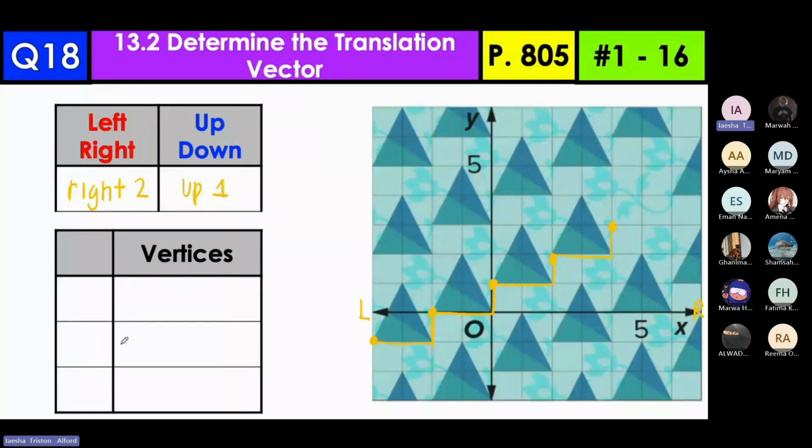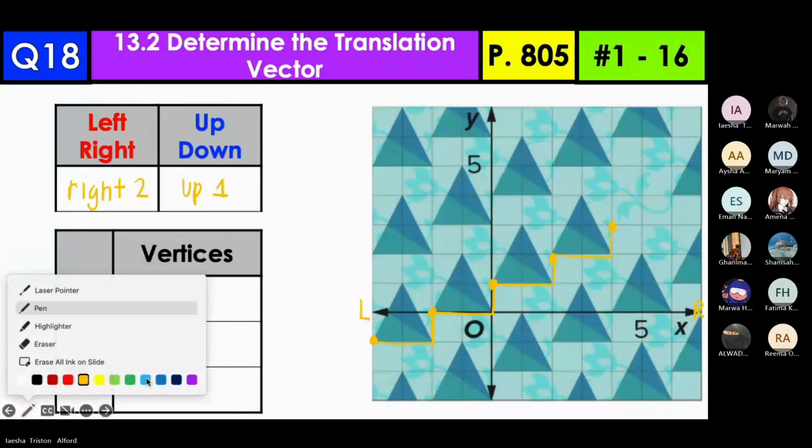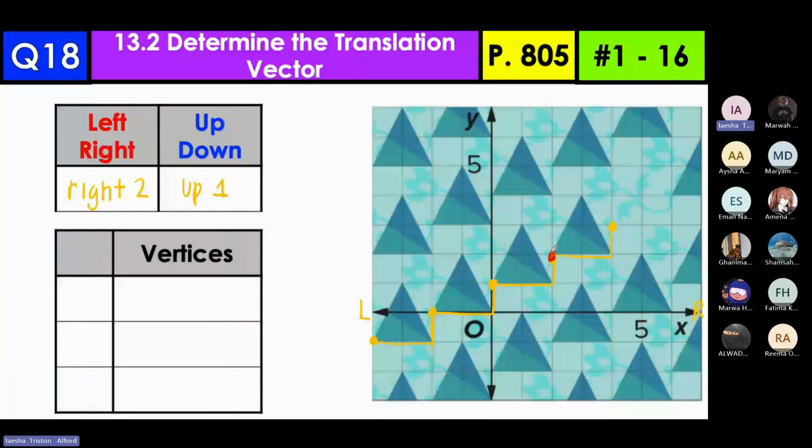Let me change the color. Let me see if red is going to show. Okay. So this triangle, it's copy paste. So we have to make sure it's the same distance. So from this point to get this point, we went right 2 and up 1, right? So where should the next point be in the triangle that is missing here?